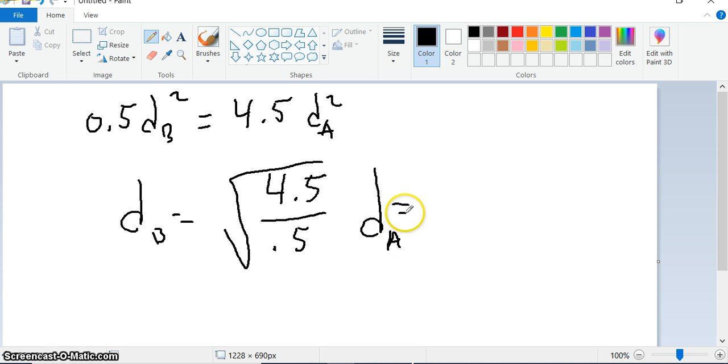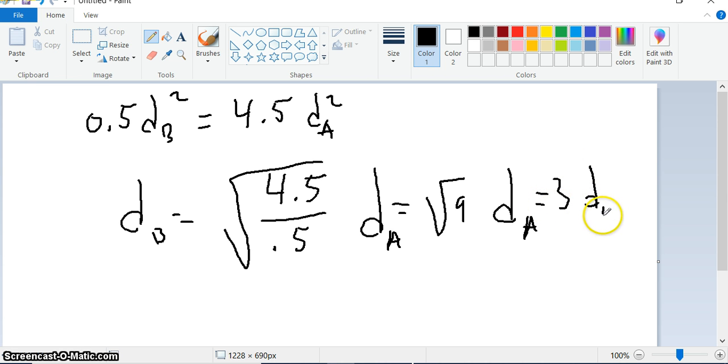And so this becomes the square root of 4.5 divided by 0.5, and you'll see it's going to be the square root of 9 times the distance to A. And so B is 3 times the distance to A. So star B is three times as far away as star A. And that answers question number 5.